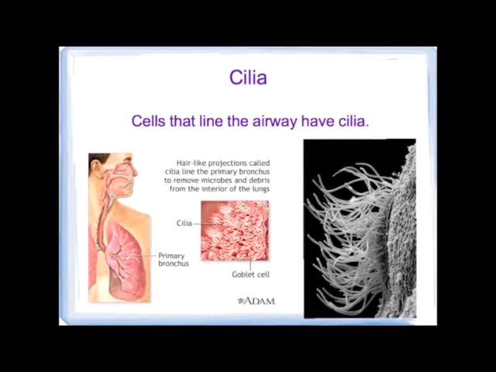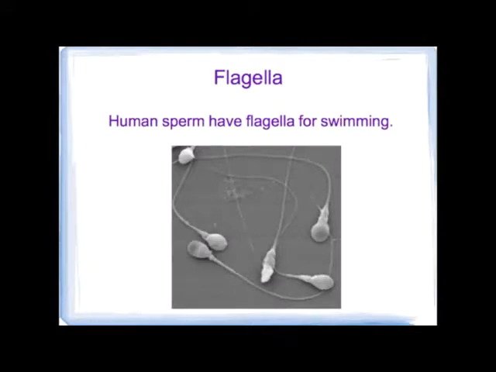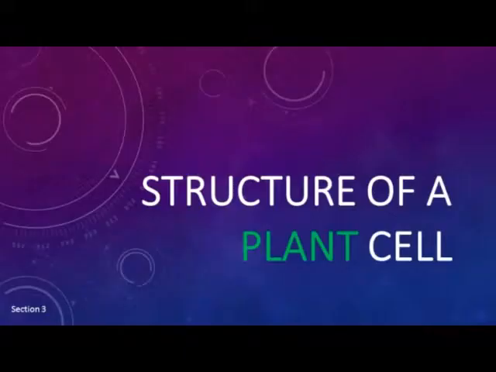In humans, the cells that line our airways have a lot of cilia. The cilia are constantly beating back and forth to move mucus inside our lungs up to our throats. In humans, sperm cells have flagella that help the sperm swim up the reproductive tract of the female in search of the egg. Let's now talk about the structure of plant cells.